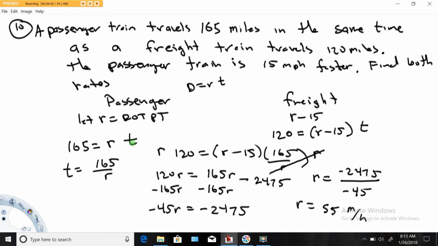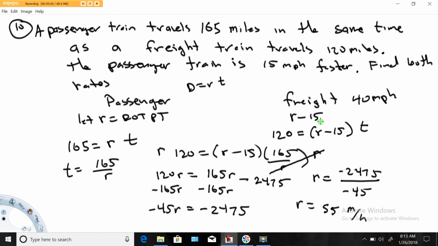Our freight train is traveling at r minus 15, so that's going to be 40 miles per hour, coming from 55 minus 15. I hope that this video helps demonstrate how to set up these equations.